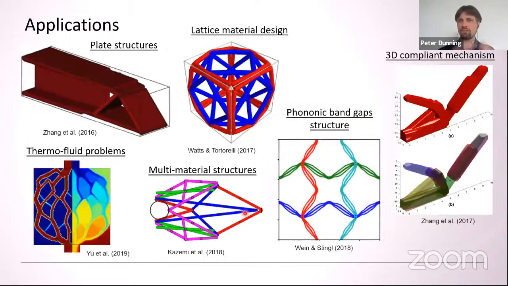So just a brief look at a few applications of feature mapping. You can build components out of stock material like plate structures, thermofluid problems, material design such as lattice materials, phononic band gaps. Here the feature mapping has been used to ensure continuity of the material, which is important. Multi-material, where each of the components has a different material, which is easily controlled using a feature mapping approach. And then classical things like compliant mechanisms.